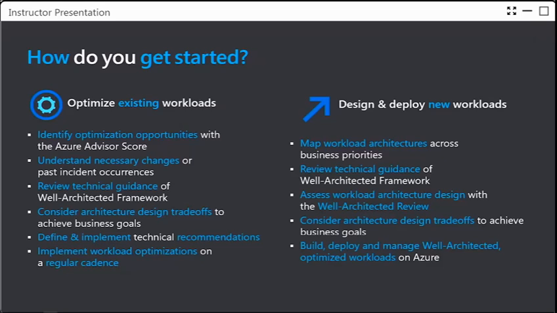You want to consider your architecture design trade-offs to achieve your business goals just like you would with an existing workload that you're optimizing. And you want to make sure that you build and deploy and manage well-architected, optimized workloads on Azure. This is the whole point of the process. Let's walk through this workload optimization process.